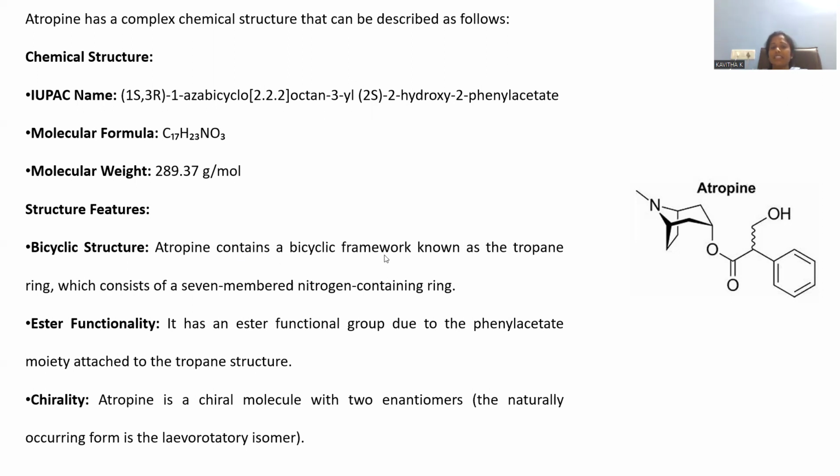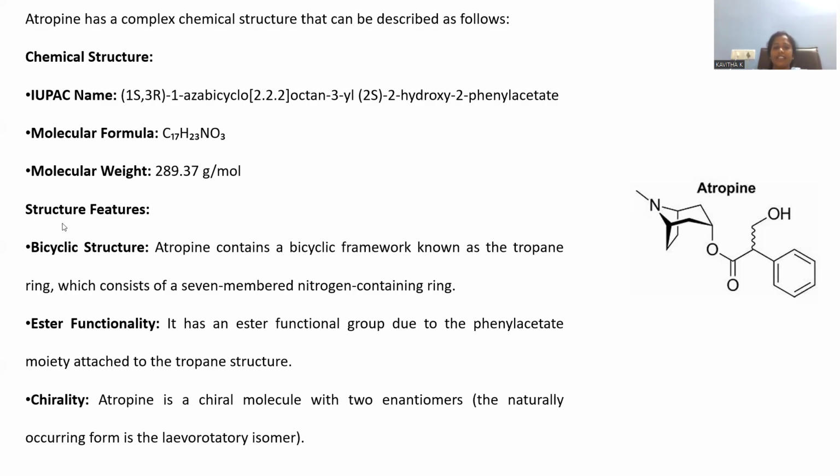Atropine contains a bicyclic framework. Bicyclic means two ring systems are fused together, which is called a bicyclic ring system, a tropane ring. So this fragment, whatever we are mentioning in a circular manner, is denoted as tropane. This tropane ring consists of a 7-membered ring system with the nitrogen atom. The entire system is accompanied by the nitrogen, which is the essential component of the alkaloid. And it is a tropane moiety, a tropane fragment.